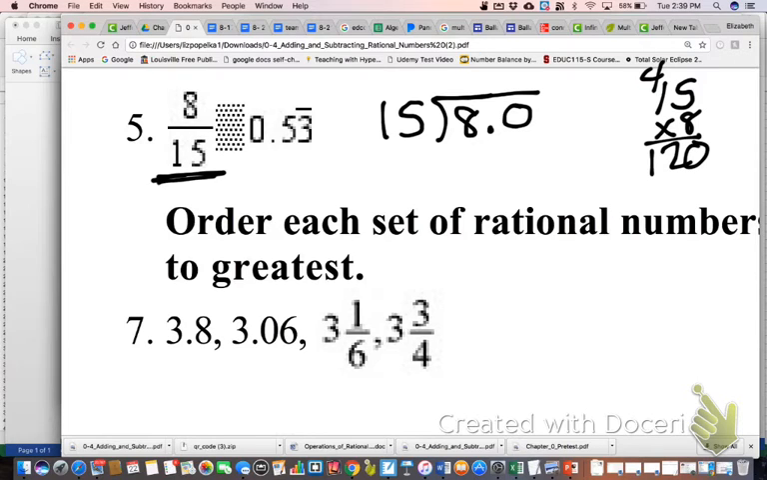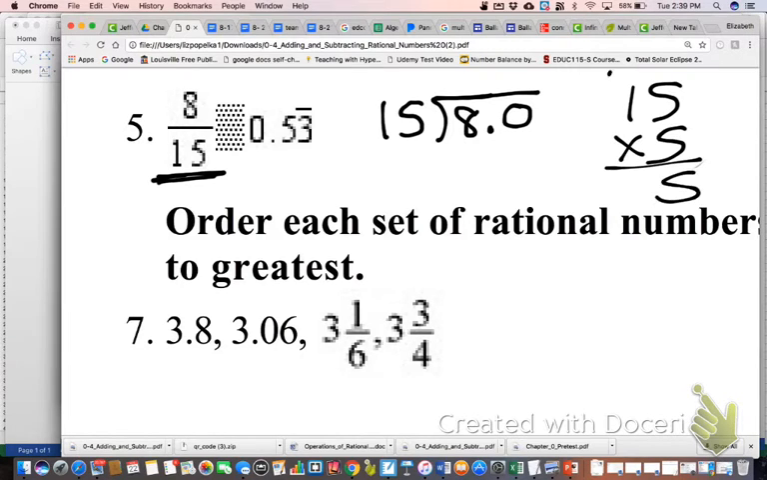Nope, that's way too big. Can't do 15 times 8. So let's do 15 times 5. 5, 25. Yep, there we go. So 15 goes into 80 5 times. 5 times 15 is 75. I've got a remainder of 5. I'm going to add a 0 and bring it down here.